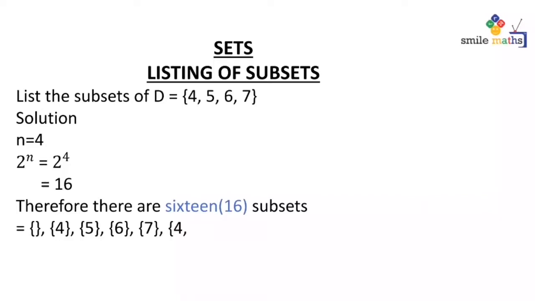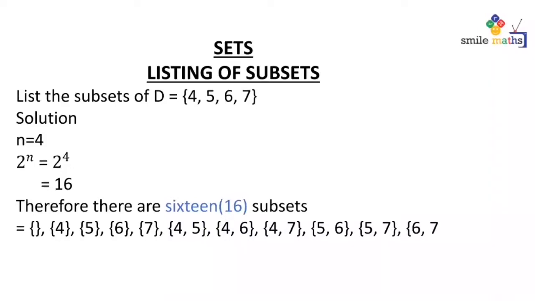Let's go to 2. We have 4 and 5, we have 4 and 6, and it should be systematic so that it won't confuse you. We have 4 and 7, and we move to 5. We have 5 and 6. Then we have 5 again and 7. Now let's move to 6. You have 6 and 7. So that is all for the 2 sets.